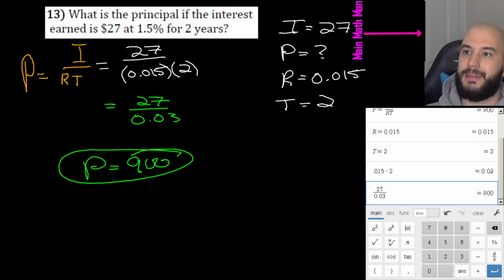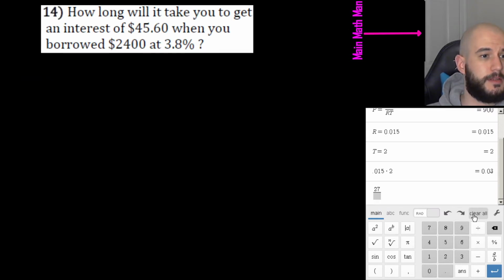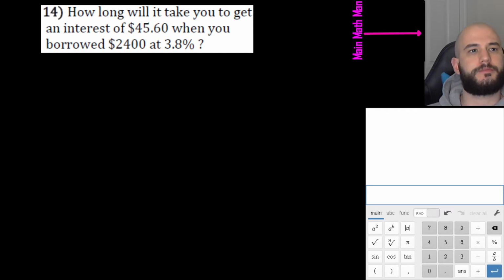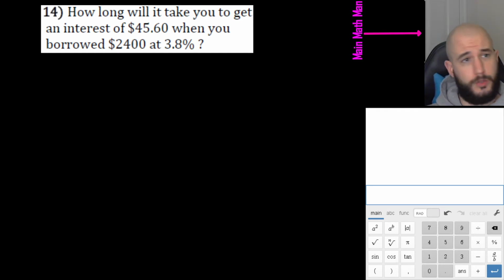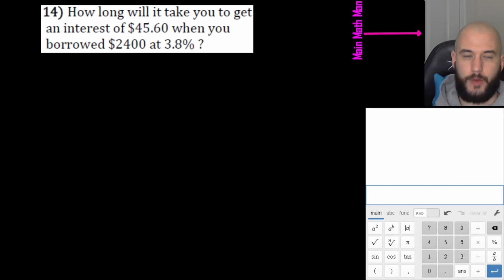Alright, so now in the last one, however, it says this. Let me clear this out a little bit for us. Alright, so it says, how long will it take you, not me, but you, an interest of $45.60 when you borrowed the initial amount of $2,400, and then it has that rate in there. So let's go ahead and kind of set this up.